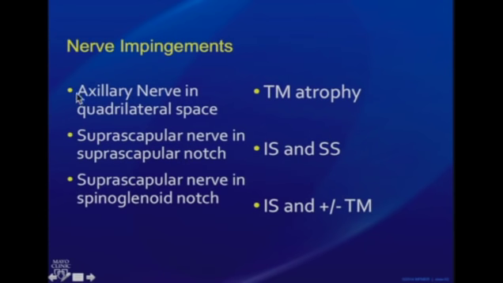With nerve impingements, based on where the nerve is impinged, you can deal with isolated muscle atrophy or fatty change. If the axillary nerve is impinged in the quadrilateral space, then we get teres minor atrophy. If the suprascapular nerve is impinged in the suprascapular notch, then you get atrophy of the infraspinatus and the supraspinatus muscles. However, if the suprascapular nerve impingement takes place in the spinoglenoid notch, then you get isolated atrophy of the infraspinatus muscle, and or including the teres minor muscle if the cyst is large and has an inferior component.